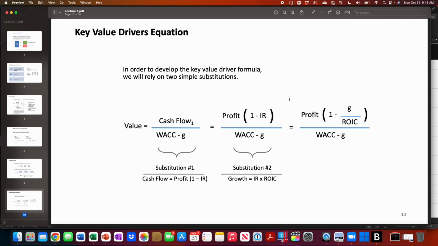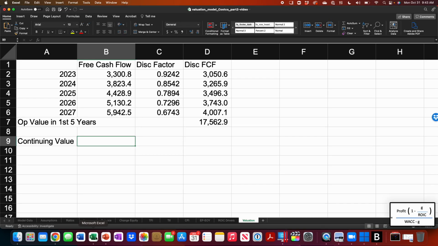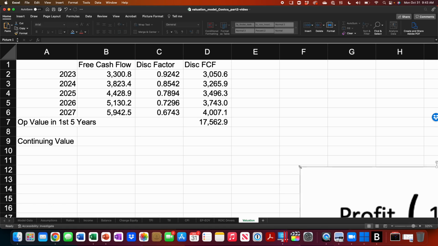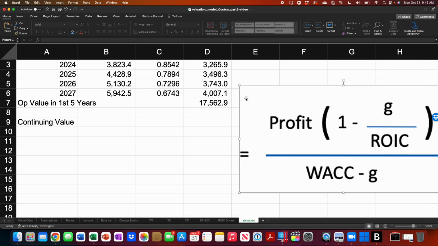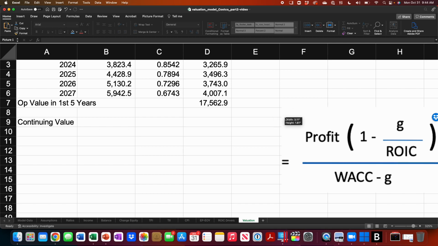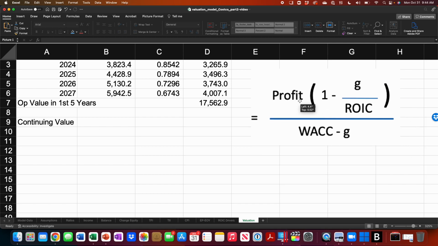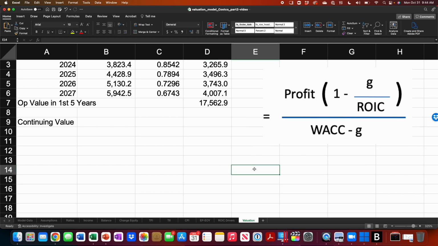Okay? So just so we all see what we're going to do, I'm going to take a screenshot of that. And I'm going to put it right here in our Excel file as a reminder of what we're about to do. So our goal is to take that formula and put it into this cell, B9.